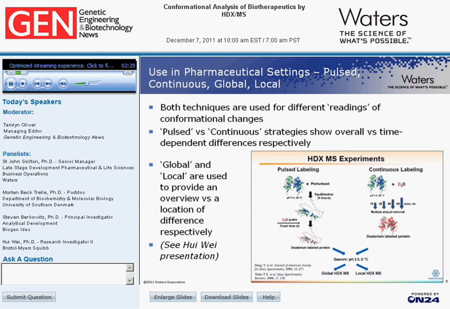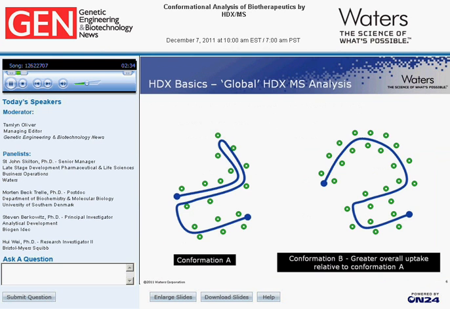We've illustrated here the difference between a global analysis of one conformation versus another, and really the information from this will be that conformation B will have a greater overall uptake relative to conformation A, and therefore you can say which one might have different characteristics in solution. So perhaps something is more open or more closed relative to another.